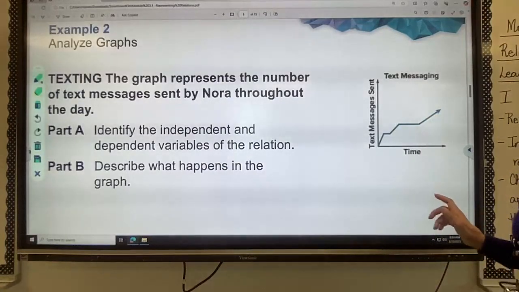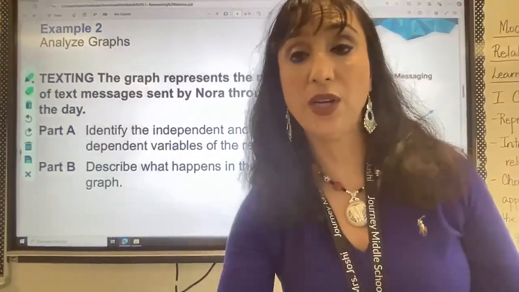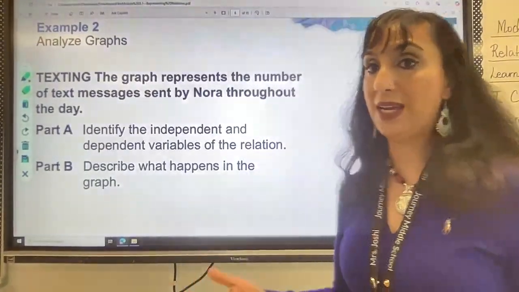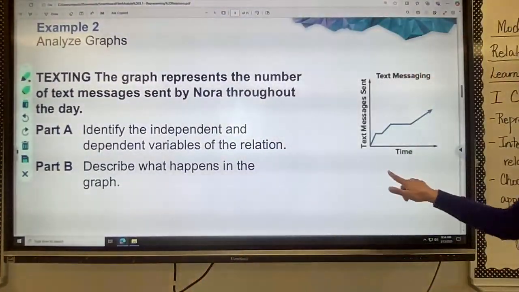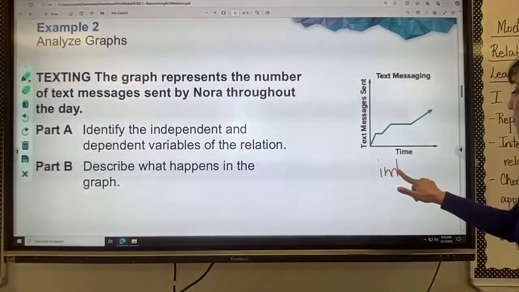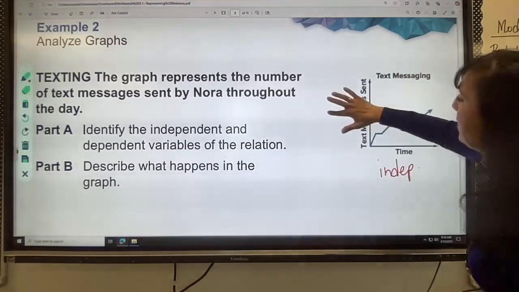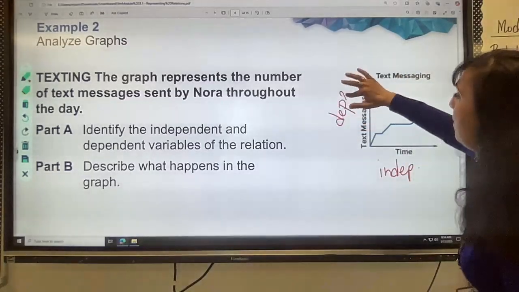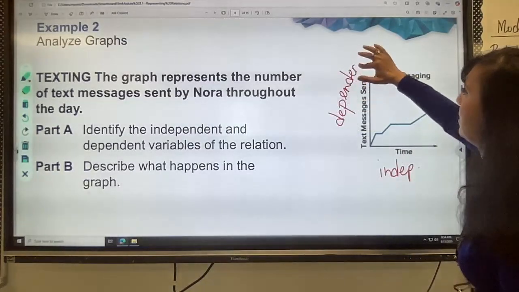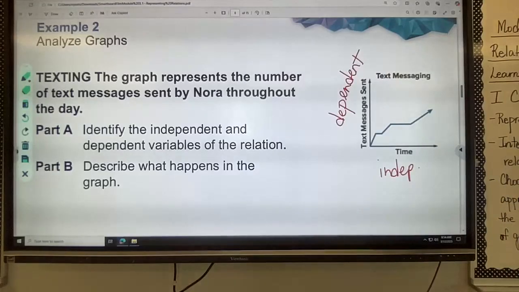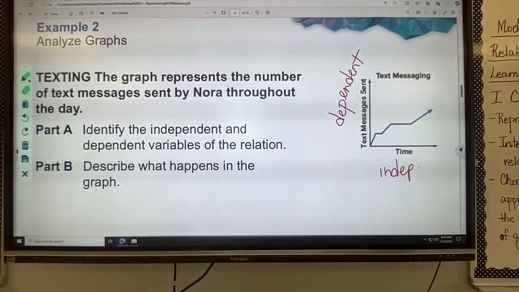Which one is the independent variable? I just told you that time is always the independent variable. X, this is x. So this is my independent variable. And the text messages sent is the dependent variable. This is the dependent variable. Okay? And now we are looking at this data, and we are going to analyze it.